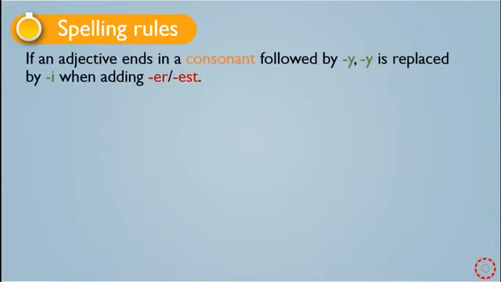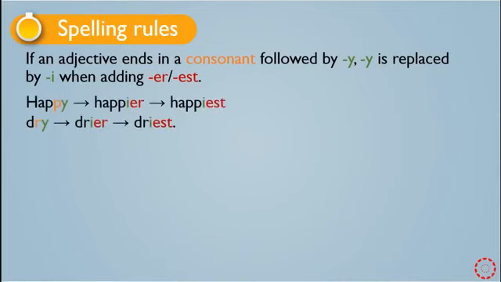We have another spelling rule. If an adjective ends in a consonant followed by y, the y is replaced by i when we add er or est. And also we can say we change y to i and then we add er or est. Look at this example. Happy, we have consonant plus y. Dry, we have consonant plus y. We change y to i and then we add er. We say happy, happier, and happiest. Dry, drier, driest.